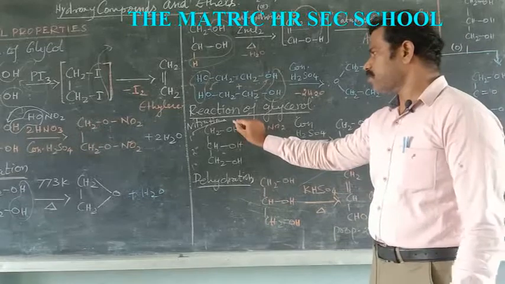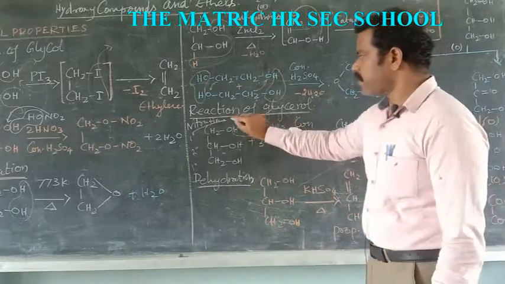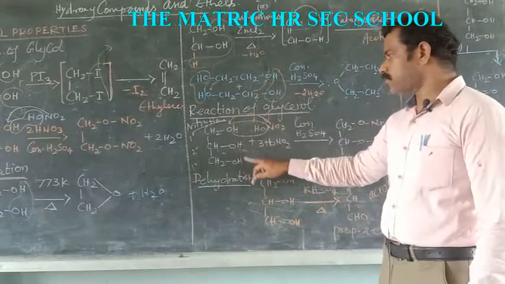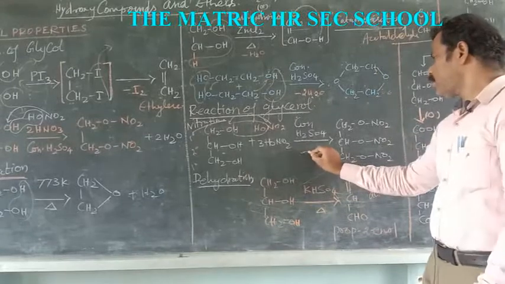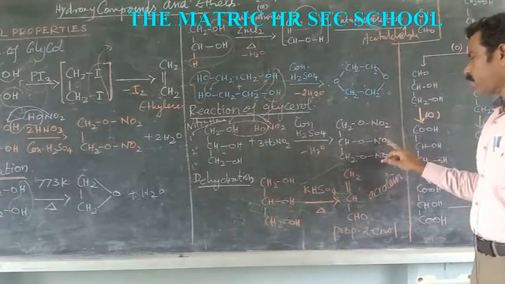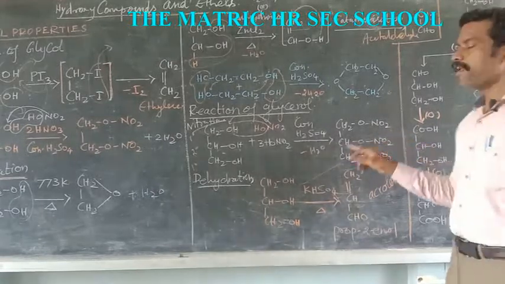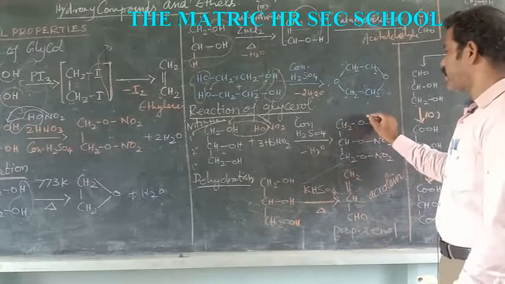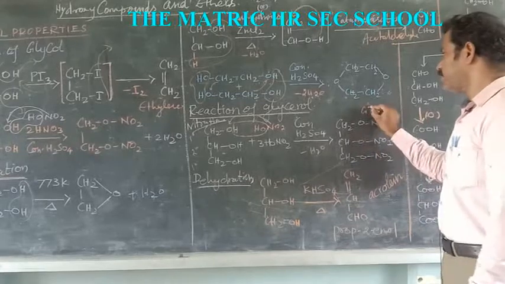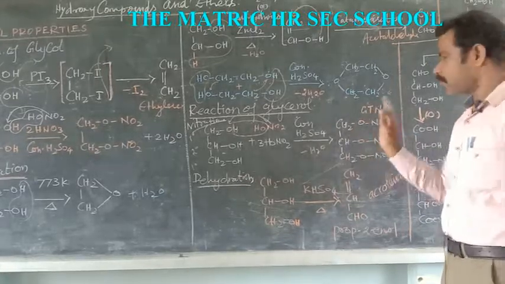As in the same reaction, one H2O molecule is going out and the nitrate group is substituted. The 3 hydroxyl groups are involved, so 3 water molecules go out. So you will get 1, 2, 3 nitrate groups substituted in the glycerol. So you will get trinitroglycerol or glycerine trinitrate. It is one of the explosive compounds. Glycerine, GTN, glycerine trinitrate. It is an explosive compound.